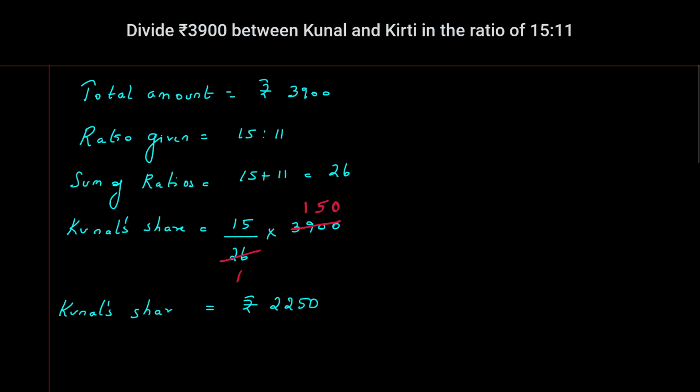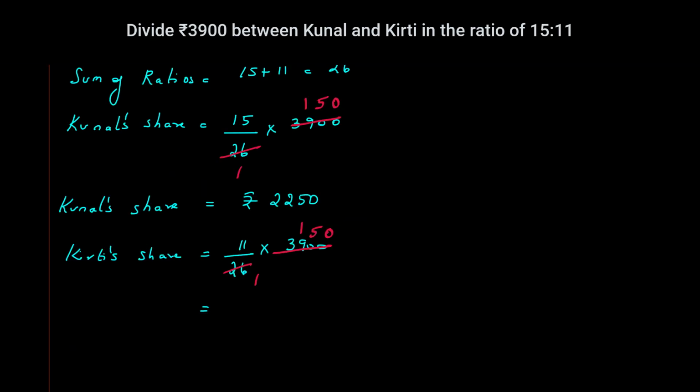Okay. Now let's calculate Kirti's share. To calculate Kirti's share, we take Kirti's ratio, which is 11, divided by the sum of ratios, which is 26, multiplied with the total amount 3900. So what is 11 into 150 equal to? 1650. So this is Kirti's share.